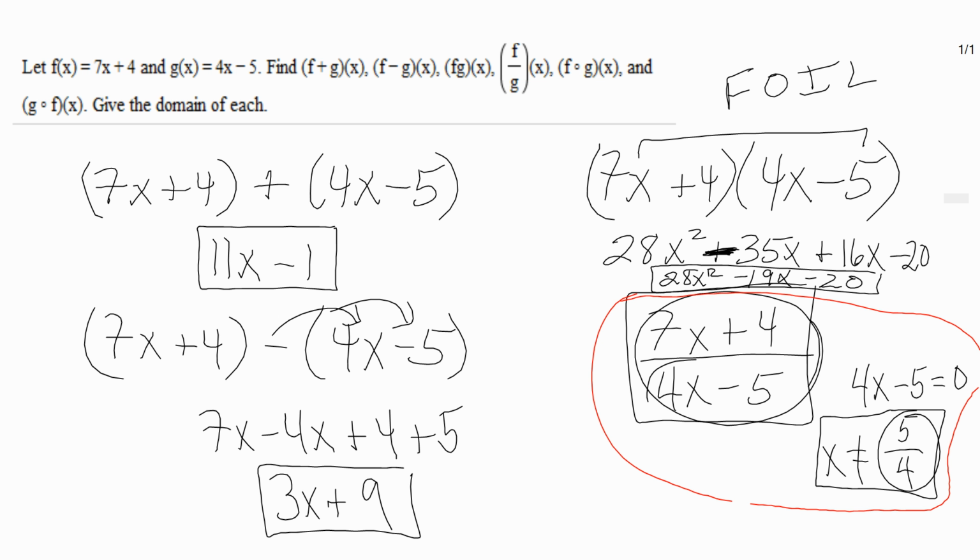Now we need to do the last part, which is fog. Not goth, but fog. Fog is F composed of G.